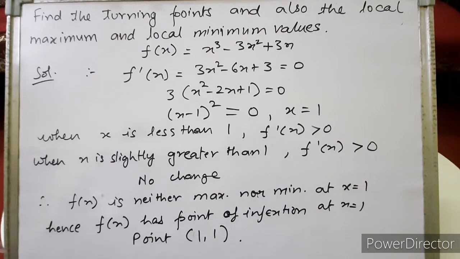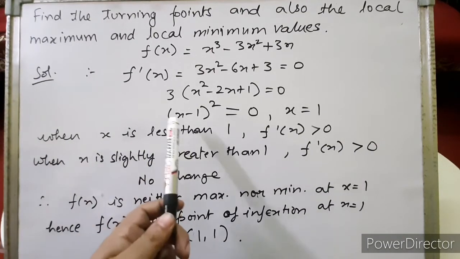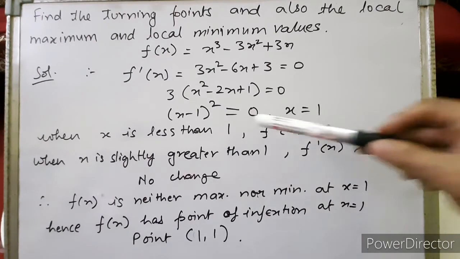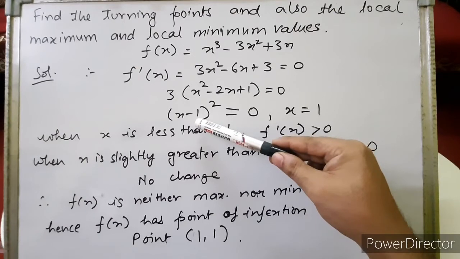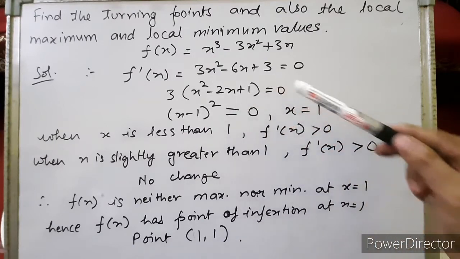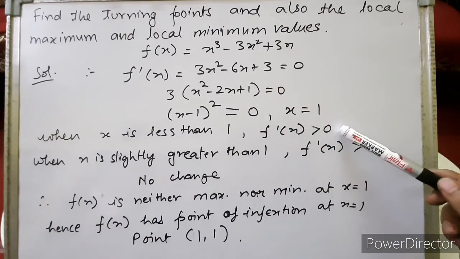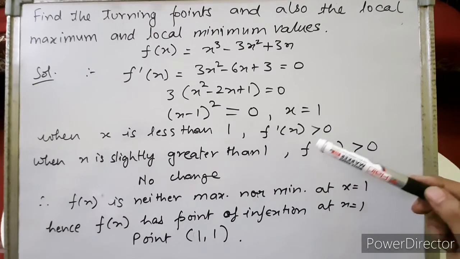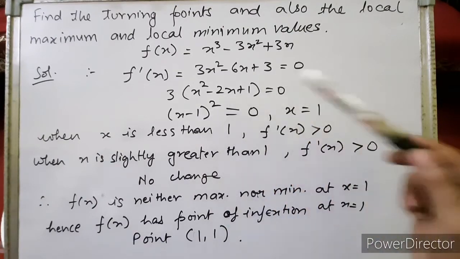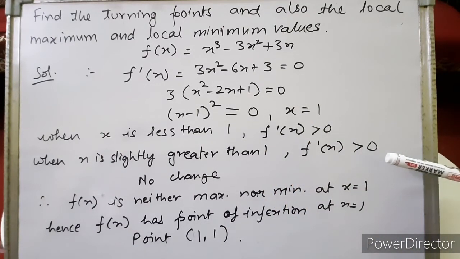Now children, pay attention, we are applying the first derivative test here. Suppose the value of x is slightly less than 1. Then x minus 1 will be negative, and the square of a negative becomes positive. So the derivative of the function when x is slightly less than 1 is positive. When x is slightly greater than 1, bigger value minus smaller value is always positive, and a positive square is always positive. So f dash x is greater than 0, again a positive value.